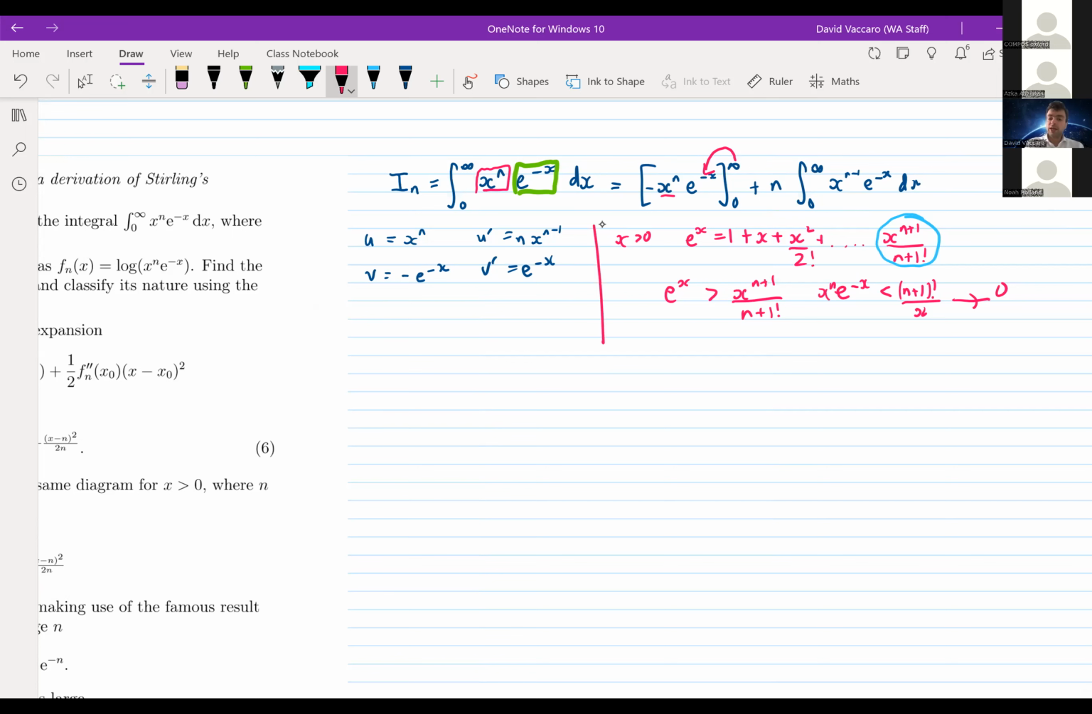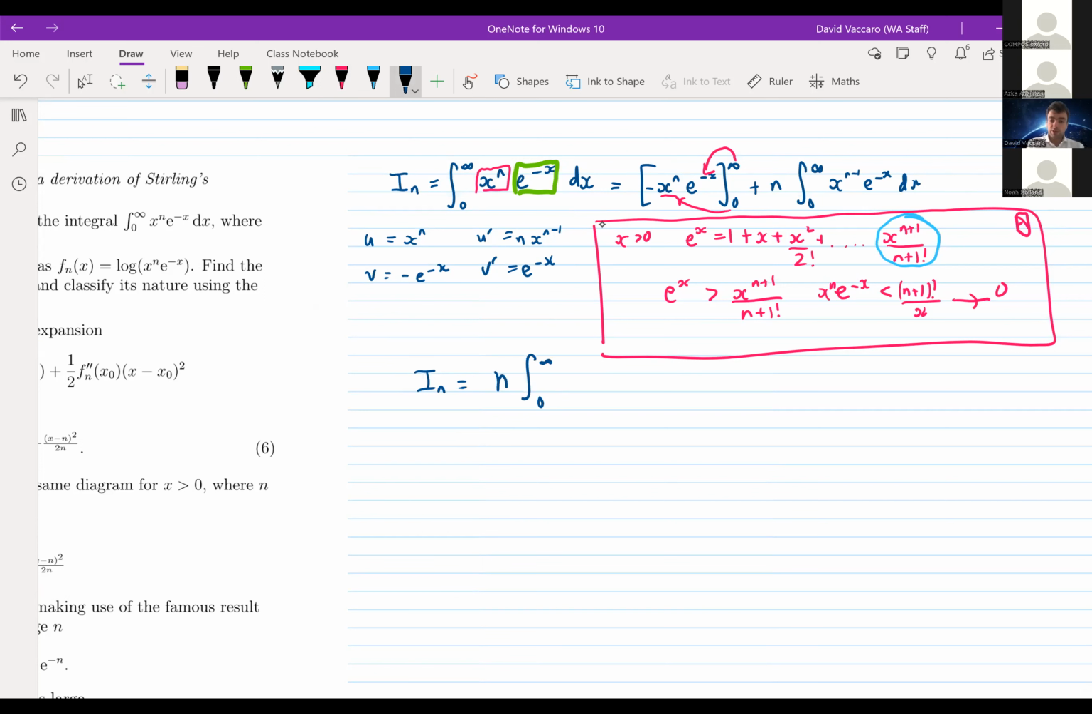Okay, so here I've just very carefully shown that when I substitute in the upper limit, this exponential goes to 0. When I substitute in the 0, 0 to the power n is 0. So both the upper and the lower limit here are 0. So I get I_n is the integral from 0 to infinity of x to the n minus 1 e to the minus x dx.